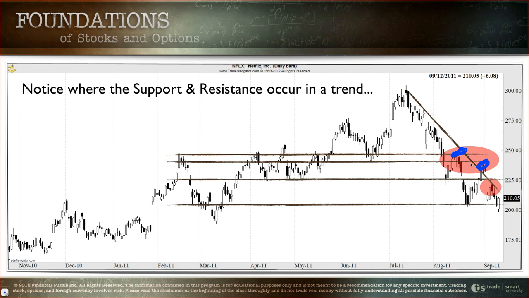In fact, I will tell you that I believe horizontal, that is from left to right, horizontal support and resistance is much more important, in my opinion, than diagonal support and resistance. The trend line diagonal support and resistance is very important. We need to know where it is, but it's the horizontal price points that become the pivot areas where the traders take the stock to.